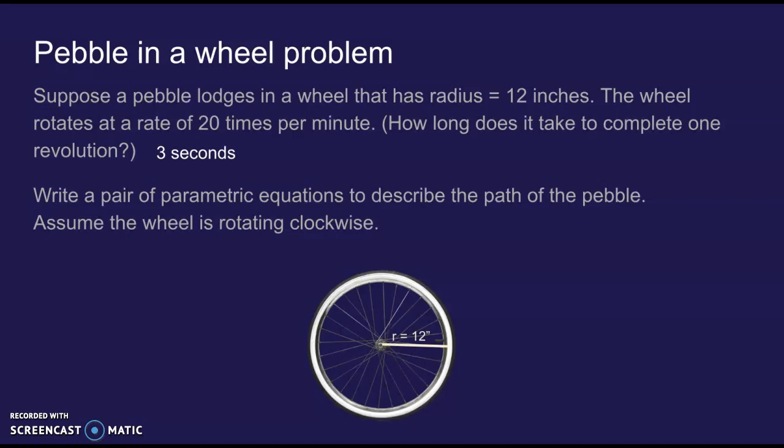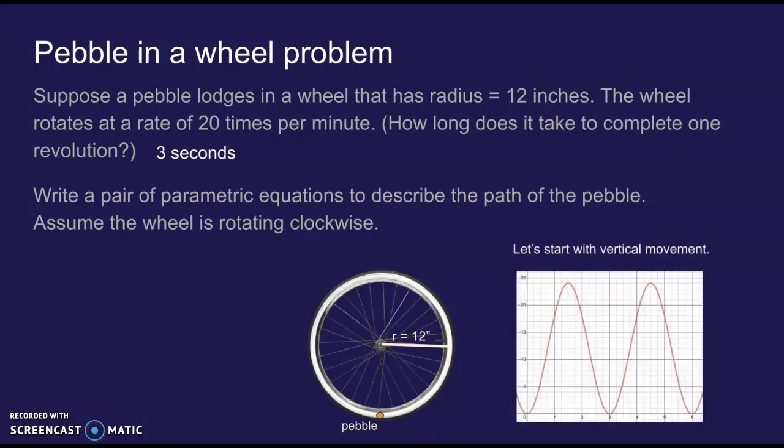So this is a wheel with a radius of 12 inches, and there's the pebble that got lodged in the wheel. And we're going to start considering the vertical component. How far above the ground is this pebble at any given time? Well, it's starting right there at the bottom. So that pebble's on the ground. Now we start the timer. This wheel's turning clockwise, and the pebble is going with it because it's lodged in the tire.